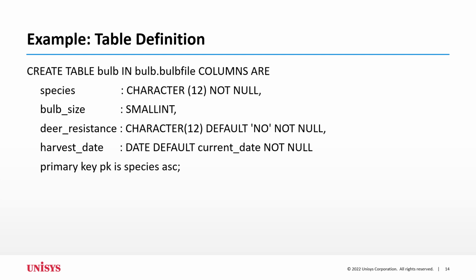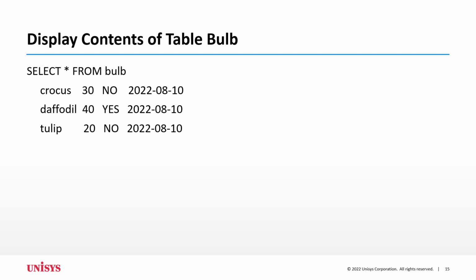This is the CREATE TABLE statement for the following example, which contains 4 columns: species, bulb size, deer resistance, and harvest date. Use the SELECT * command to display all of the values from table bulb. The 4 column names of this table are species, bulb size, deer resistance, and harvest date.